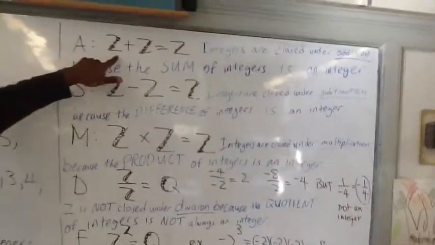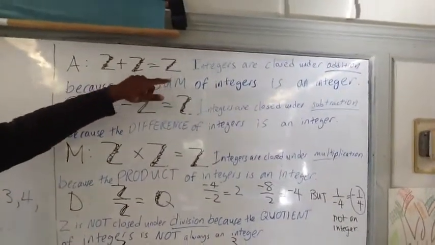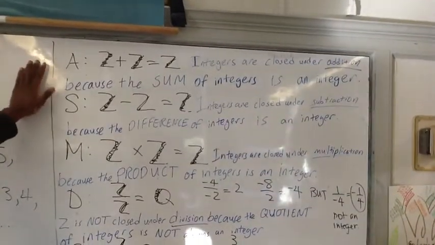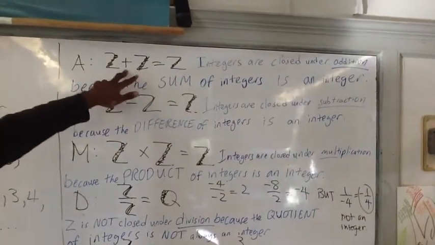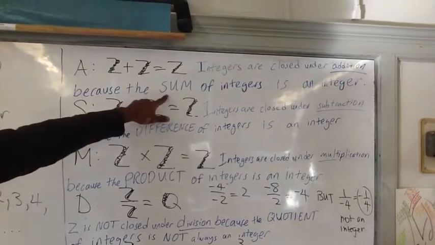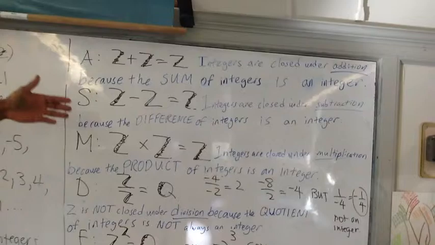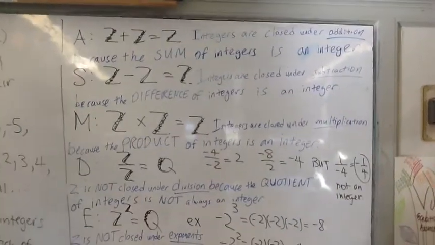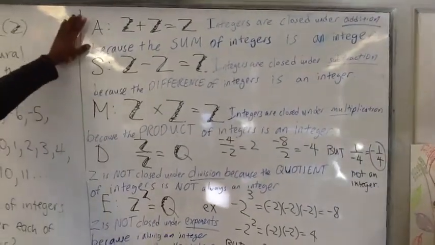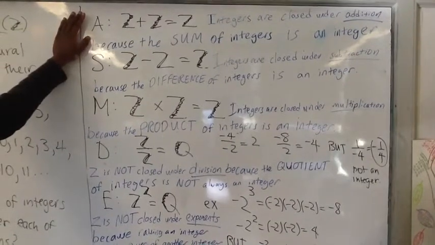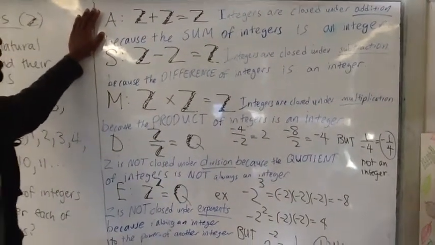Here we have addition, and we see that Z plus Z equals Z, but again, what I want the students to say is that the integers are closed under addition because the sum, the result of addition, of integers is an integer, and it's actually always an integer. Now, students will do example after example, but eventually they're able to generalize this.